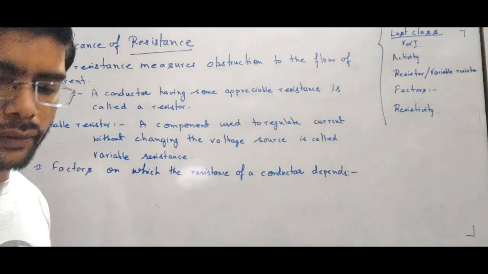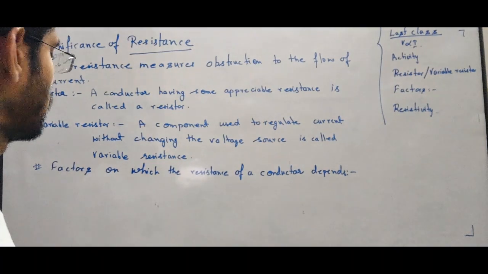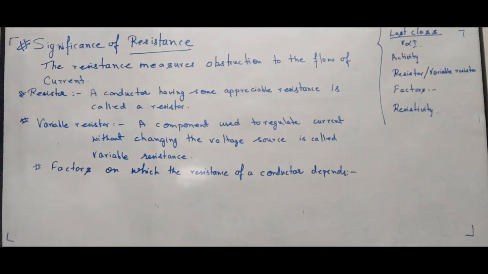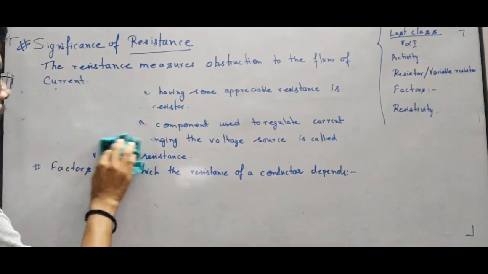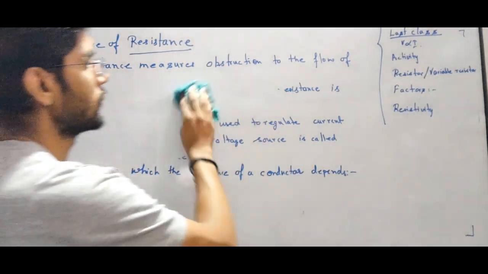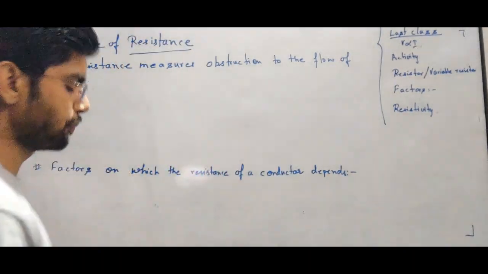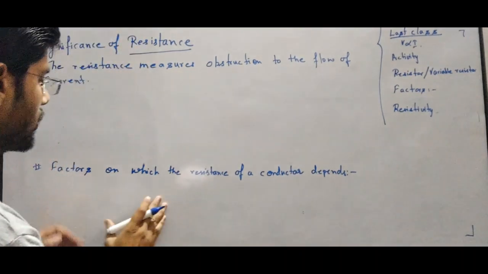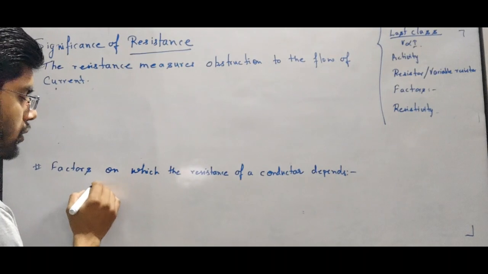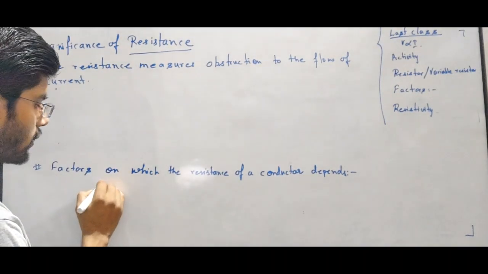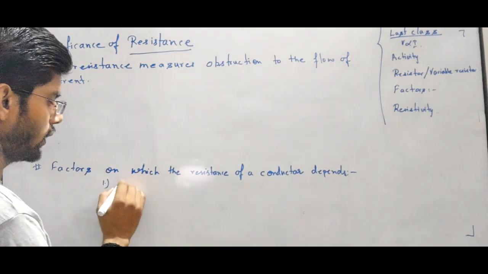Now students, we will try to learn the factors on which the resistance of a conductor depends. On the basis of experiment, it is found that the resistance of a conductor depends, first of all, on the length of the conductor.